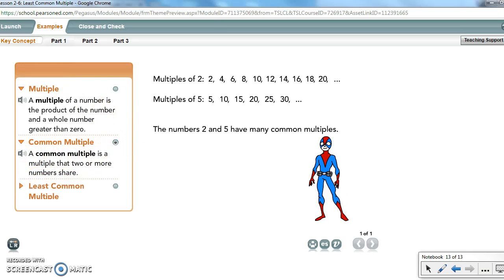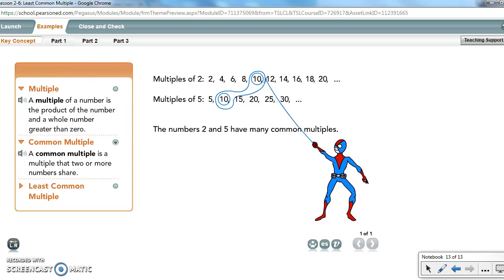The numbers 2 and 5 have many common multiples. The first two are 10 and 20.